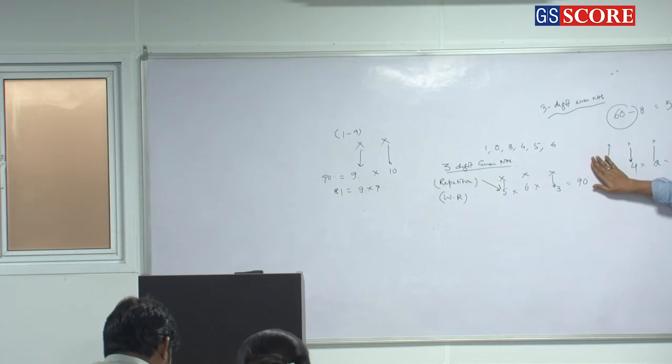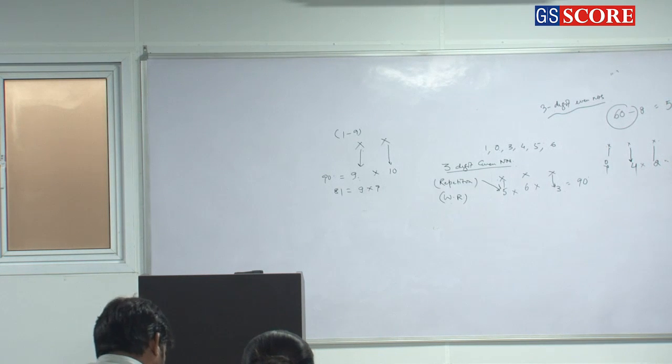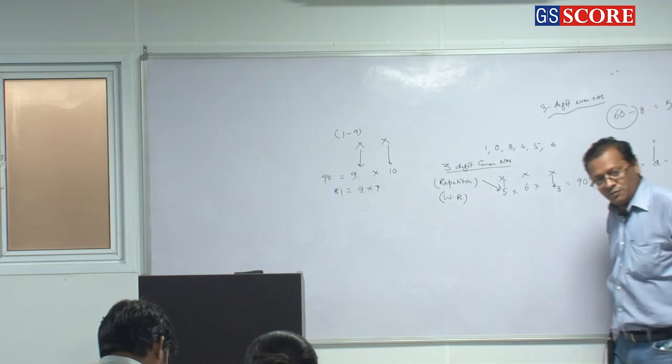So fix 0 at the first place. Fill up the other 2 places in how many ways? 2 and 4, which is 8 ways. 60 minus 8 is how much? 52.